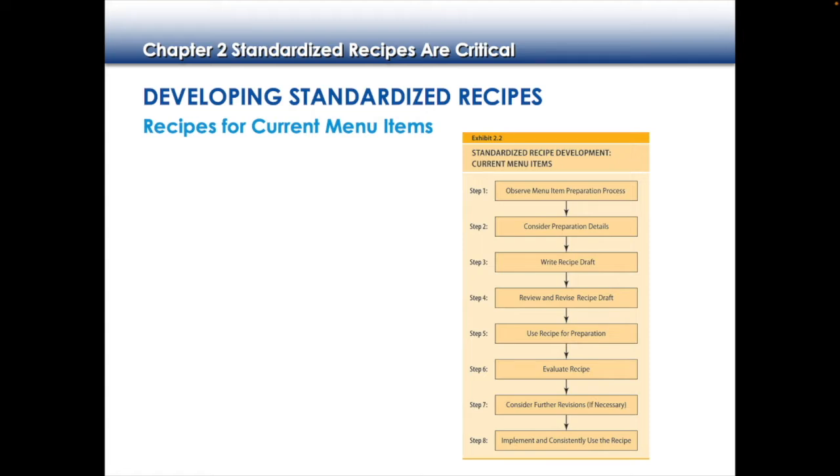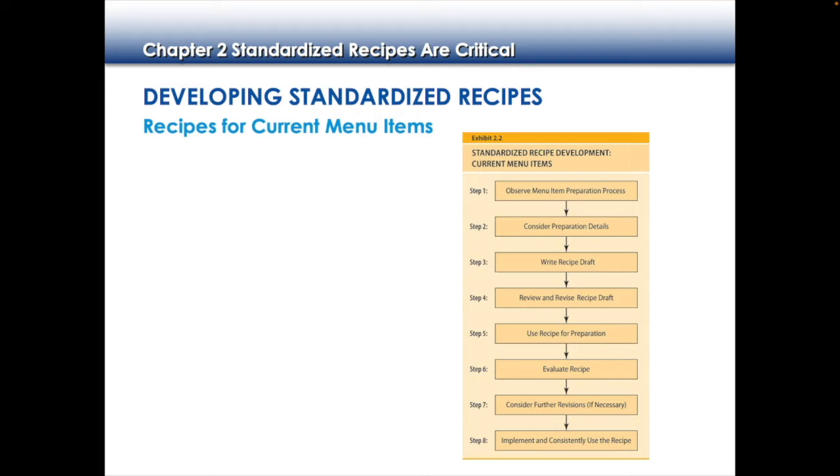All of these things are factored in, which leads us into step two, consider preparation details. Again, this is the how and the why of things are done. We want to look at the productivity of that individual. Are they being productive, or are they losing a lot of steps in the process? Are they using the right tools? If not, then the new tools need to be ordered and taken into consideration.